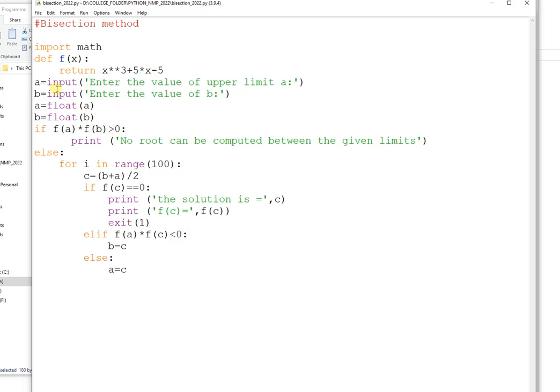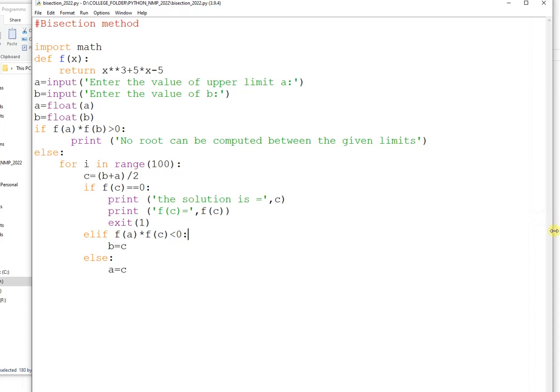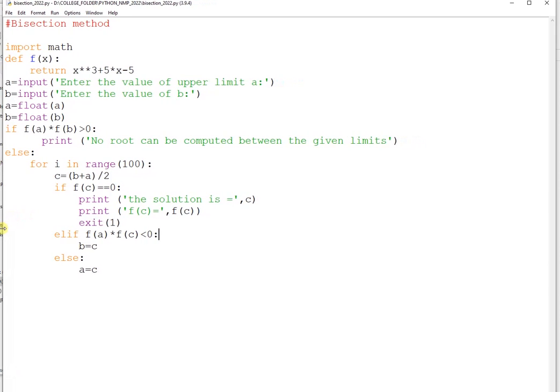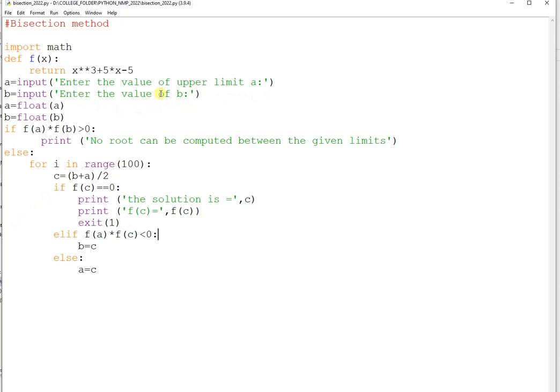Now, a is equal to input, enter the value of upper limit a. So you can add the upper limit a. b is equal to input, enter the value of b. a is equal to float a, b is equal to float b. So you can give any value, integer or float value. Decimal values also you can give. That is why it is taken as float.